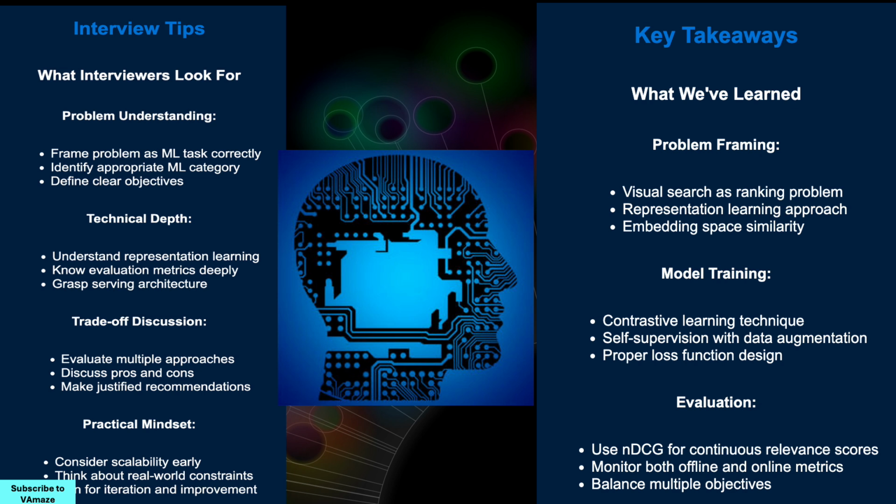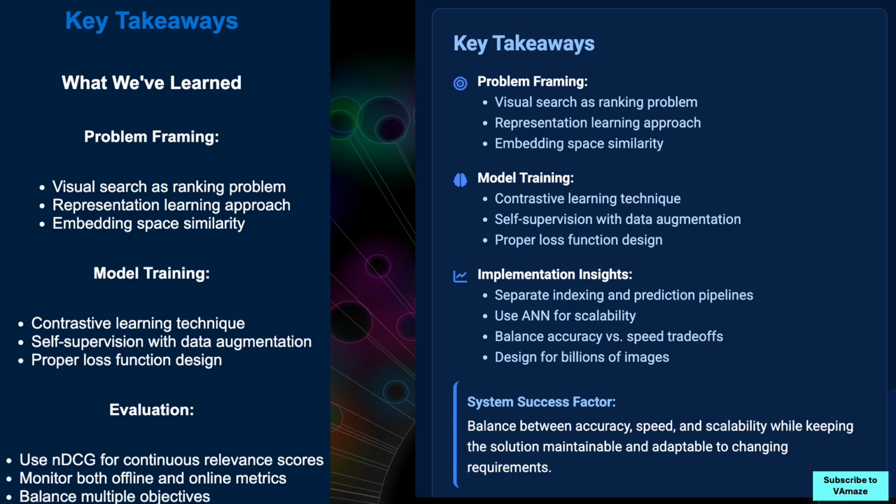Second, discuss multiple approaches and their trade-offs. Don't just jump to one solution. For example, when talking about creating training data, explain all three options: human annotation, click data, and self-supervision, and justify why you choose one over the others given specific constraints. Third, show depth where it matters. You don't need to memorize every detail of every algorithm, but you should understand core concepts deeply. For instance, know why we use contrastive learning, how loss functions guide training, and why approximate nearest neighbor search is necessary at scale.